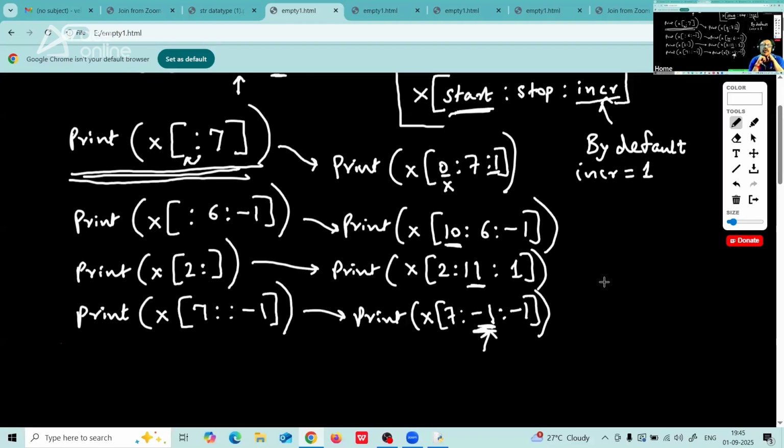So tell me, if you don't give stop, then what will be stop? If the increment is positive, then we are going ahead, so stop will be the last index. Correct? It will go till the end of the string, and the last letter also will be taken. And if the increment is negative and you have not given stop, then stop will be the beginning of the string. So I will complete writing that rule. Here we go.